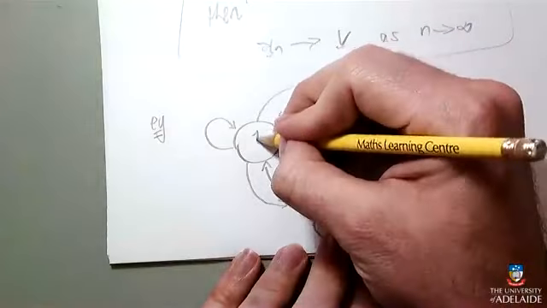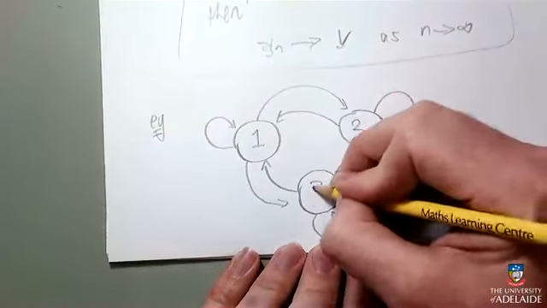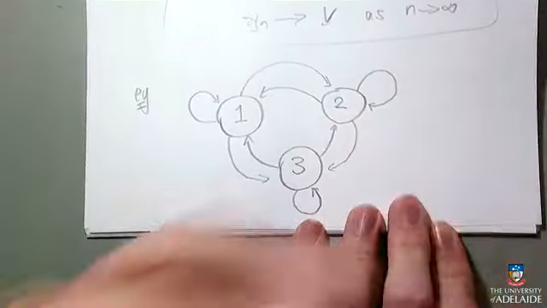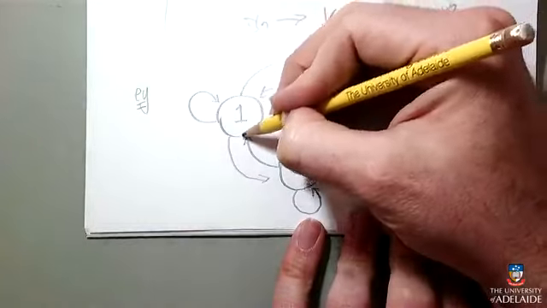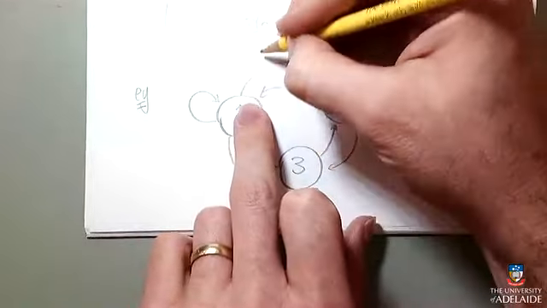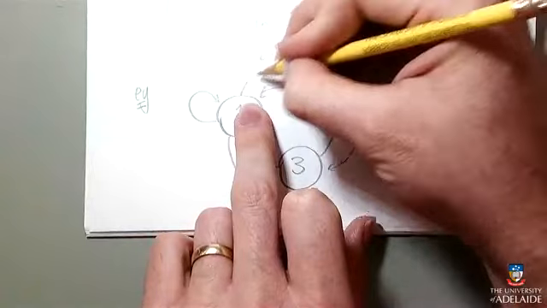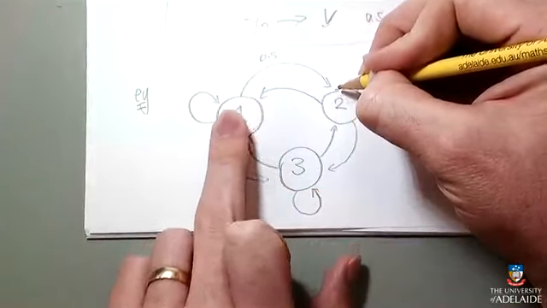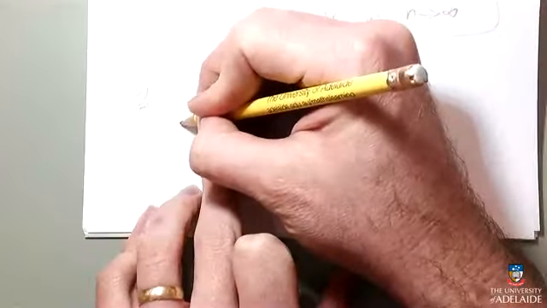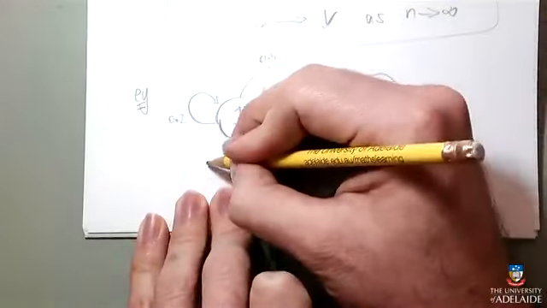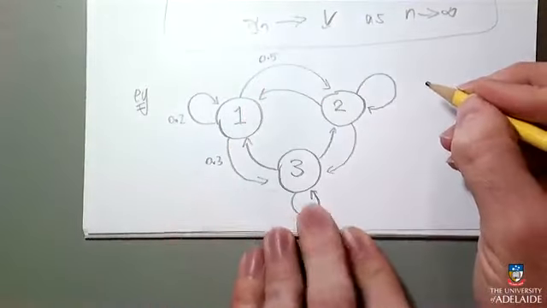And this is number 1, and this is number 2, and this is number 3. And let's see, the ants that are currently in number 1, let's say that maybe 50% of them go over to number 2, and maybe 20% of them go back to number 1, which leaves 30% to go over to number 3.